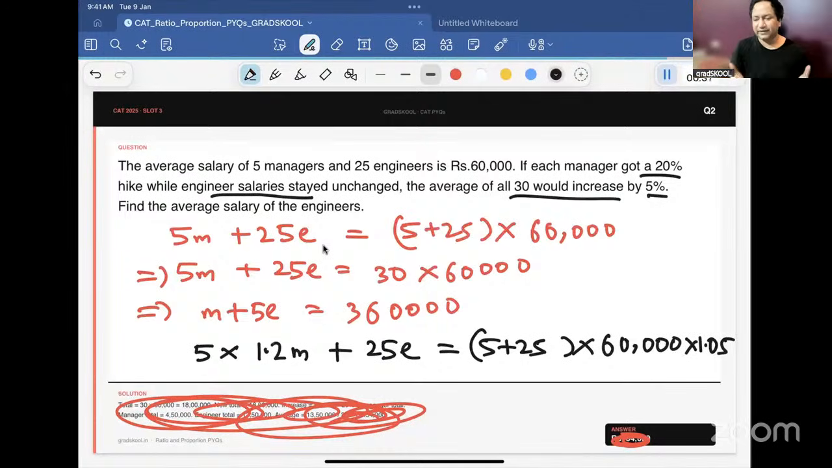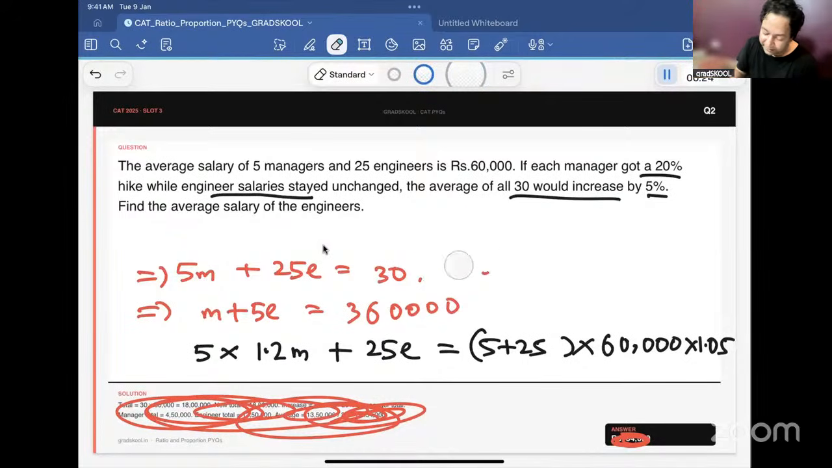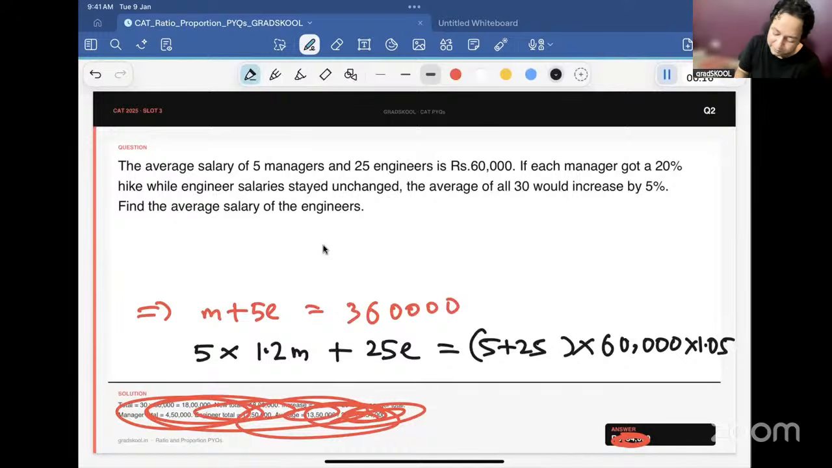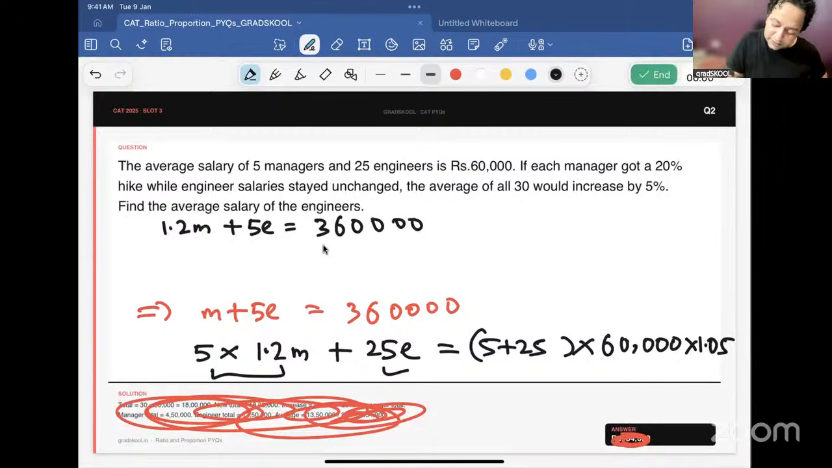So we will just have to solve the equations and we get the answer. We want to find the average salary of the engineers. I don't think this is a very difficult one. I'll just erase the parts that we don't require anymore. So the first equation is there in red. Second equation, I'm just writing it in black. 5 into 1.2, 25 can take 5 common, right? So I'll get 1.2 times M plus 5 times E is equal to how much? This is 6 times 36 followed by 4 zeros into 1.05.